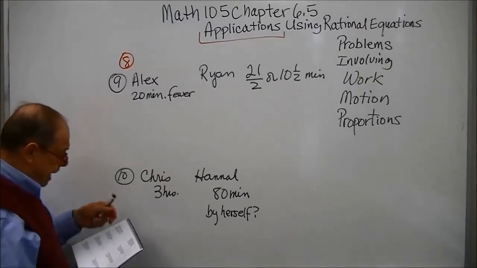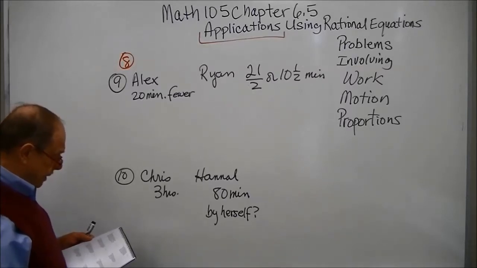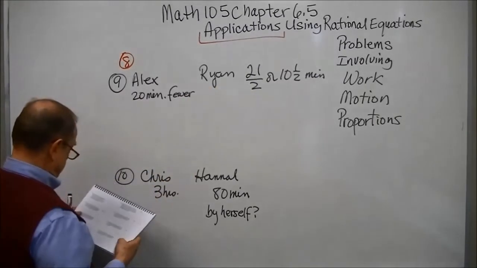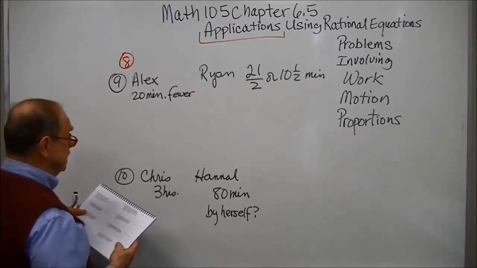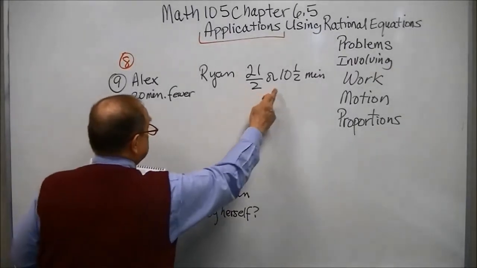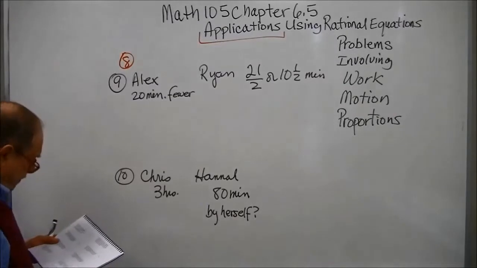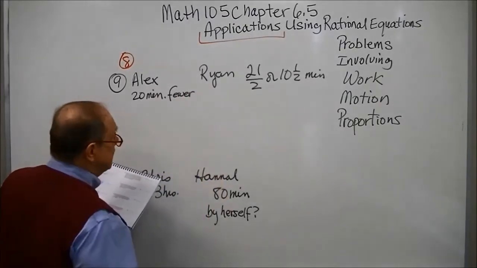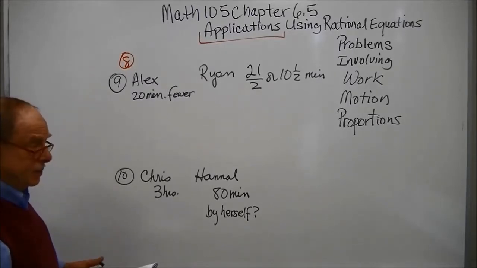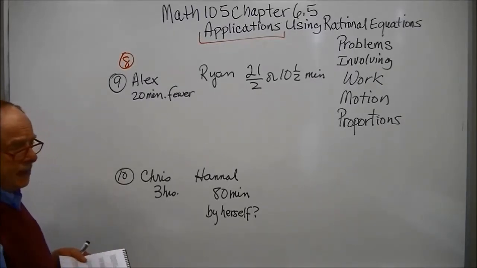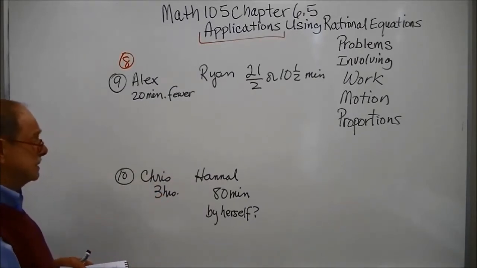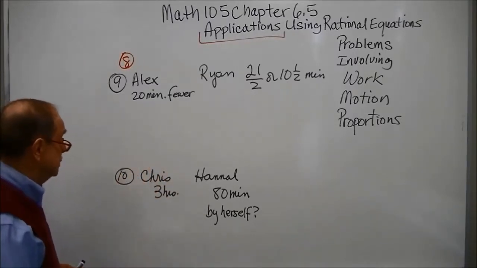So in reading number 9, it says, Alex can detail a car in 20 fewer minutes than it takes Ryan. Together, they can detail a car in 21 halves, or 10 and a half minutes. How long would it take for each person by themselves to detail a car? And if you don't know what that is, it's when you wash it, vacuum it, do the windows inside, maybe paint the tires with some things, and it's kind of an involved process. And it's more expensive than just running a car through a car wash.